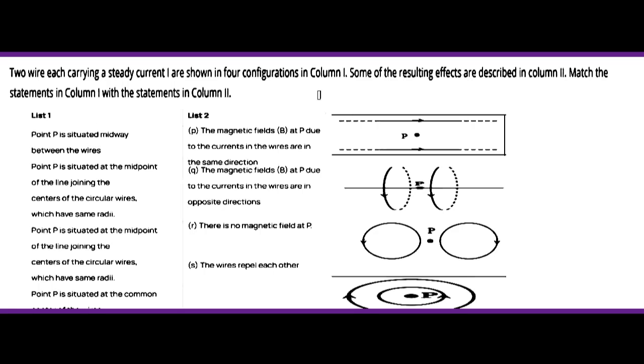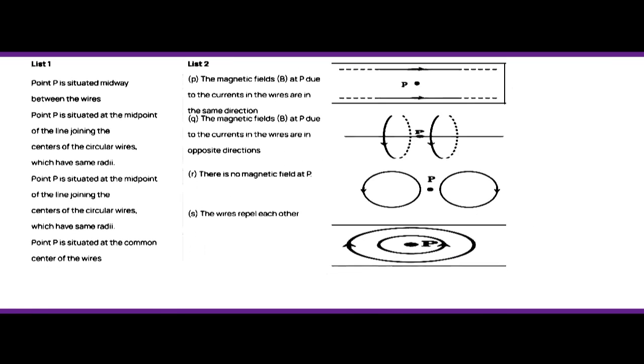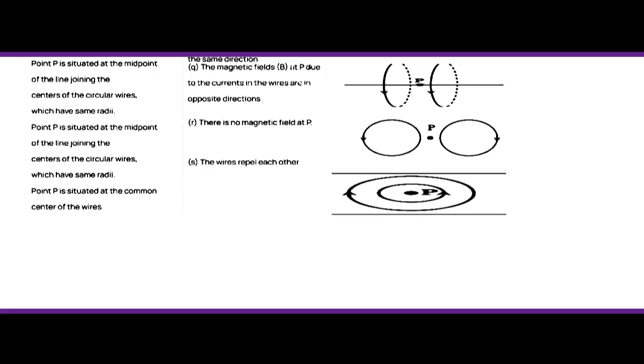As we can also see from the diagram, there are two wires, this and this, and this is the point P, which is situated midway between the wires. So guys, as we can see from list 2, there is a magnetic field, which means we have to find their magnetic field and then match which is the correct one. There are two wires and point P is placed between them.